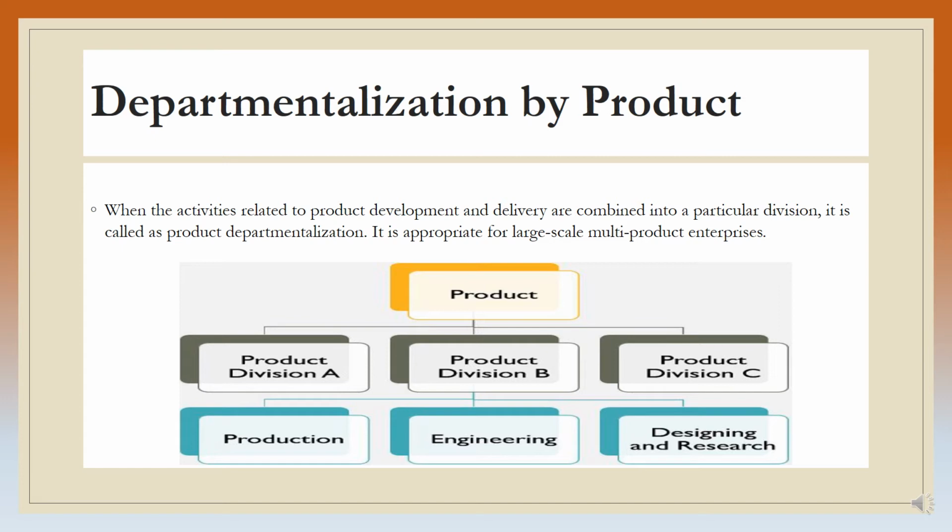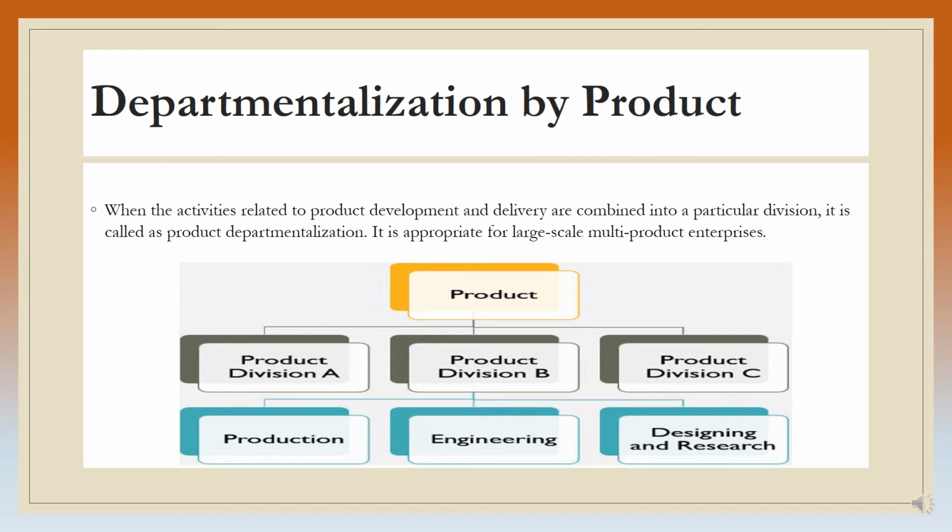Now when the activities related to product development and delivery are combined into a particular division, it is called product departmentalization. It is appropriate for large scale multi-product enterprises. Now, this is also a common basis of departmentalization. In this, the employees and activities are organized on the basis of products or services they work with. Now, this type of departmentalization, as I've told you, is useful for large multi product companies. So, product departmentalization is preferred when product expansion and diversification of products are of primary concern.